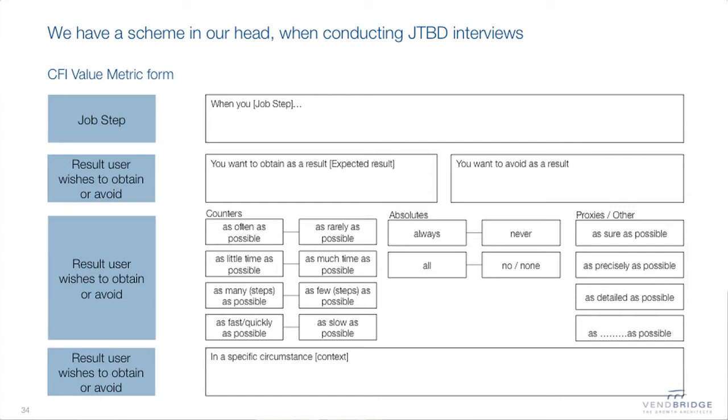This is a bit complicated, but that's the scheme we have in our head. It says when you do something, when it is a job step, what's the result you wish to obtain or avoid? What's the unit you apply? And what's the context? That's what we have in our mind when we do these interviews.